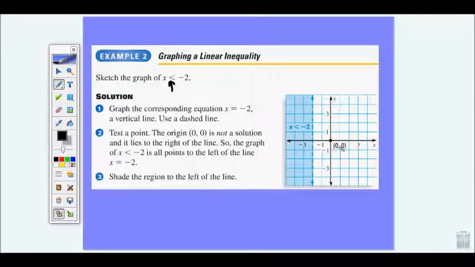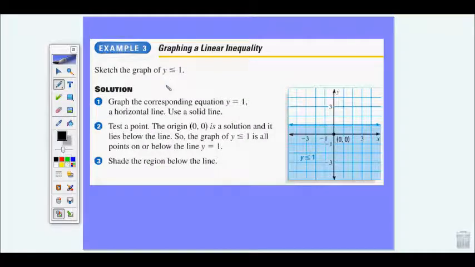Now, we're going to go ahead and substitute in our origin. Right now we only have an x, so I'm going to put 0 in for x. Is 0 less than negative 2? Now 0 is greater than negative 2, so the origin here will not be part of the shaded area. So that means I'm going to shade the half plane on the other side of the solution line. So that is why you see that this part is shaded in.